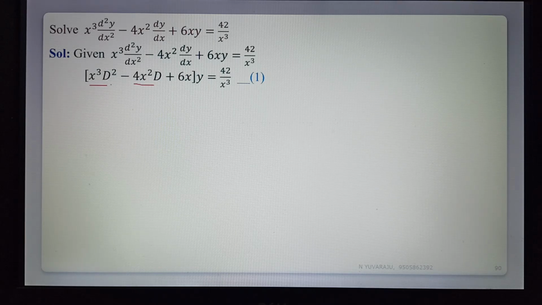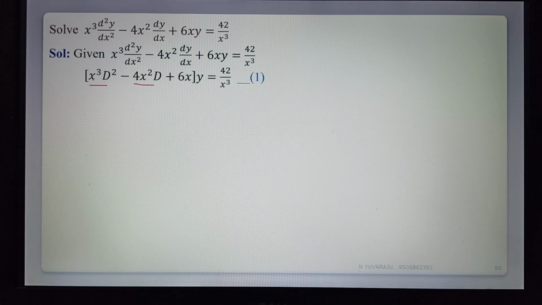Now observing here, the x power and D power are not the same, but x cube D square. So one x power is greater than the D power. So now eliminating x, one x power is decreasing. So how to decrease the x power?